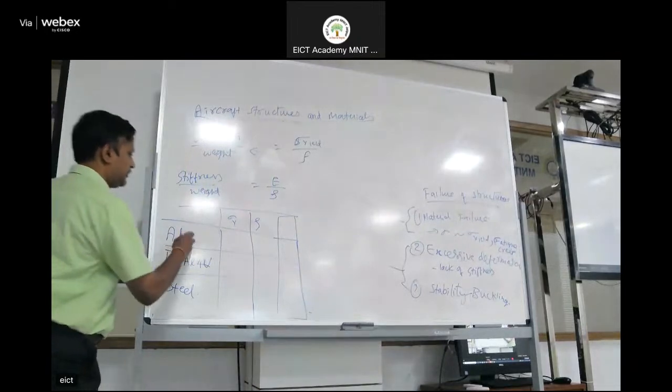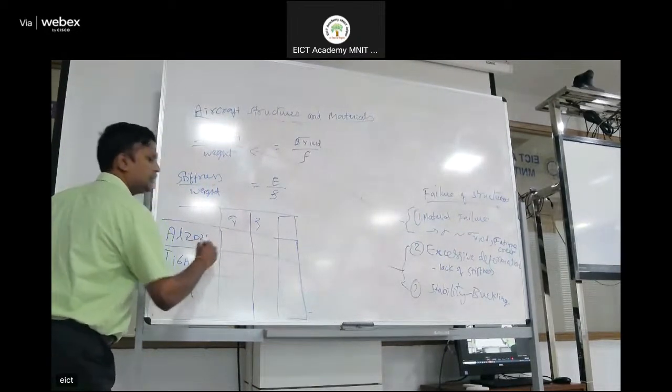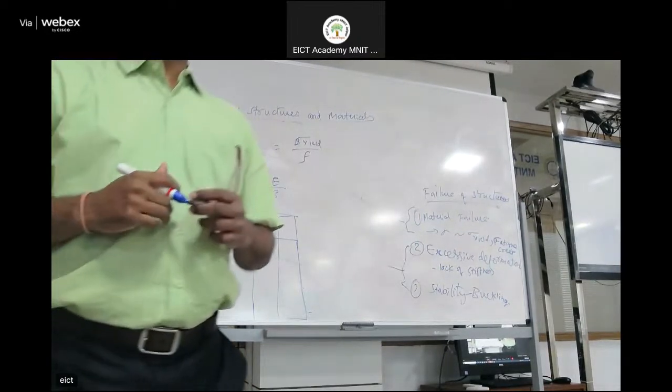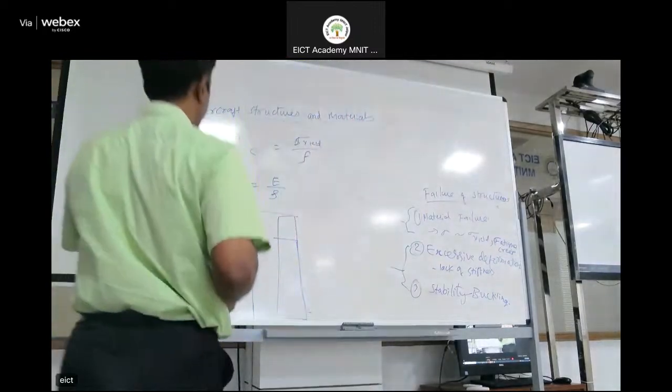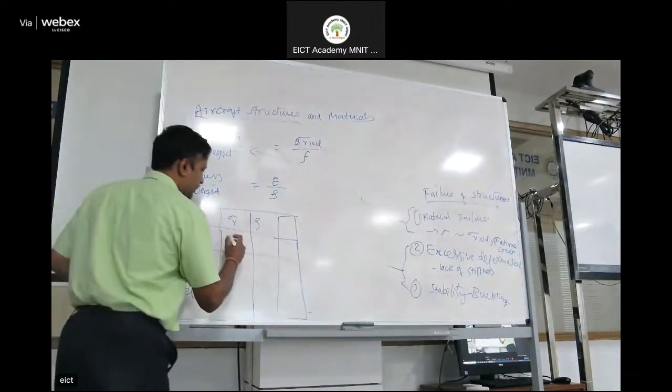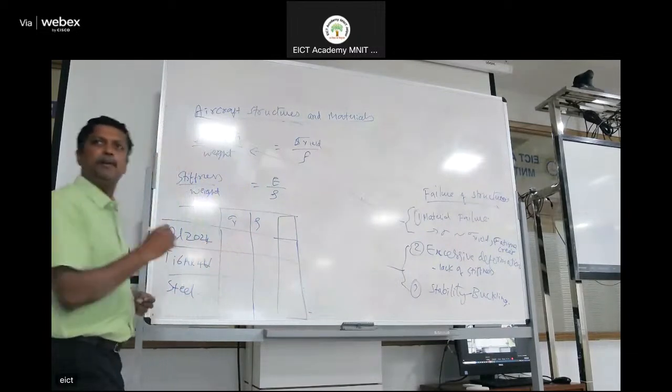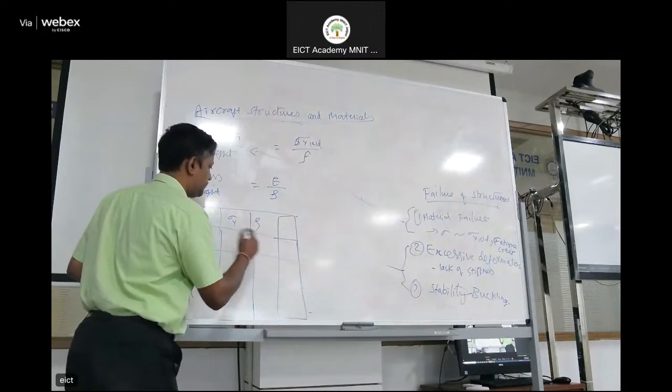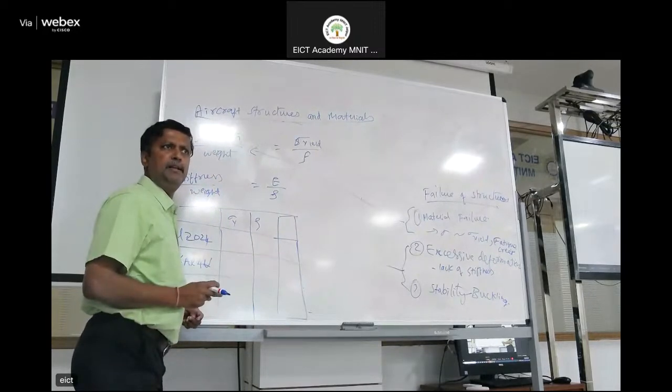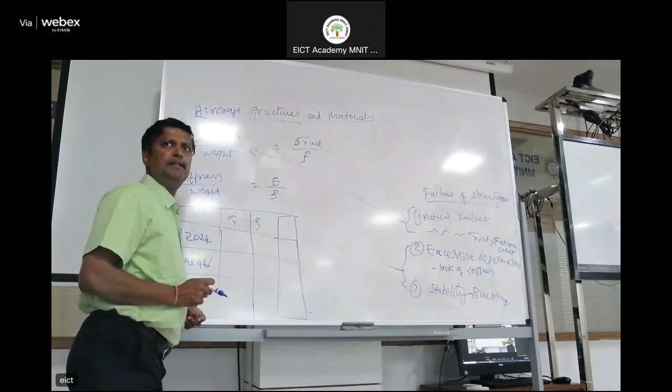Let's say aluminum 2024, which is most commonly used. I will not go into details about what the 2024 part means now. So this is something called aluminum 2024. Typically, your yield stress is of the order of around, I'll make it simple so that division is easy. What is aluminum density, by the way? Anybody has any idea? Density of aluminum.